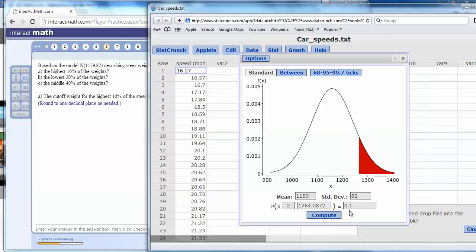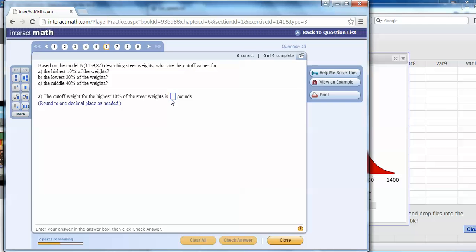So we expect the highest 10%, or the heaviest 10% of these animals, to weigh, let's see, they want one decimal, so 1264.1 pounds. 1264.1.